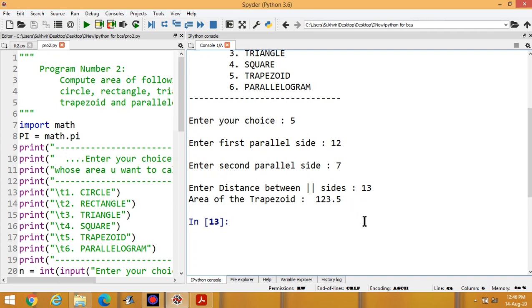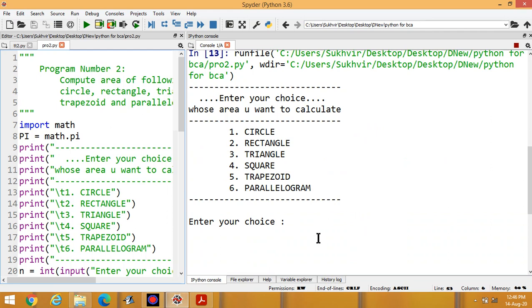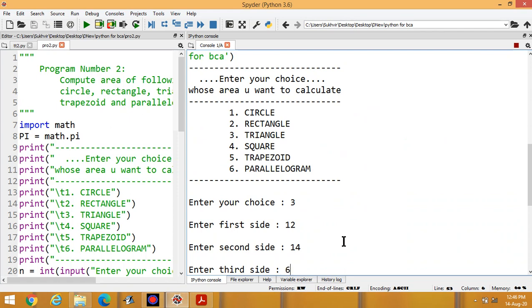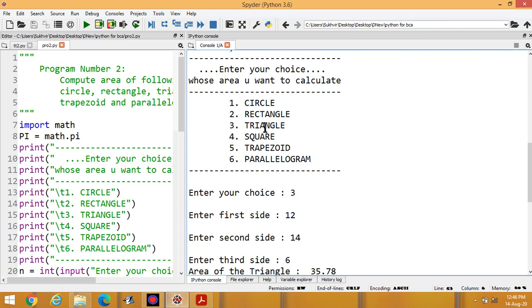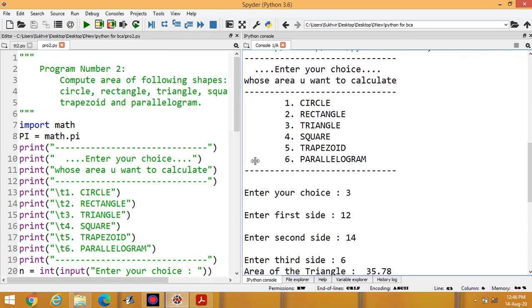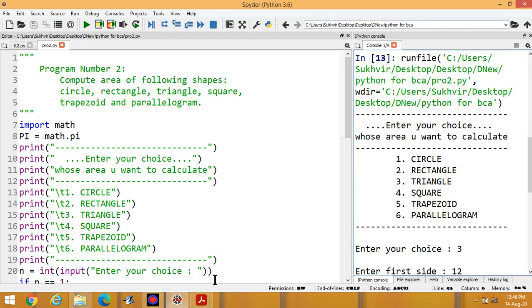If I execute the program again, suppose I enter 3. 3 is for triangle. It means I can enter 3 sides. First is 12, second is 14, and third is 6. Then I'll calculate the area of that particular triangle. Area of the triangle is 35.78. It means you can calculate the different areas according to your choice. Hope you understand the content.